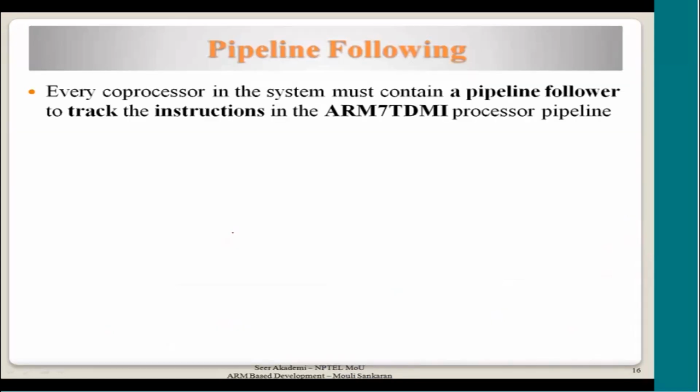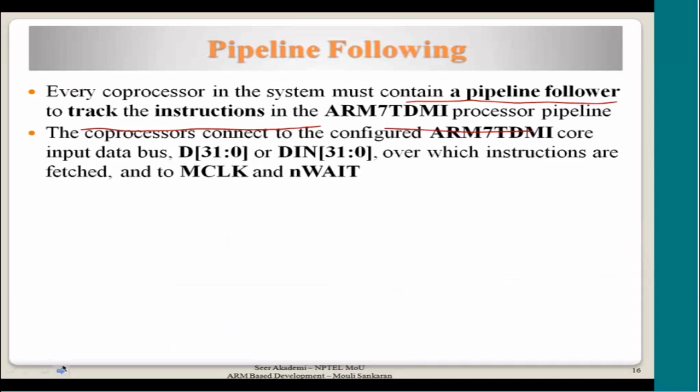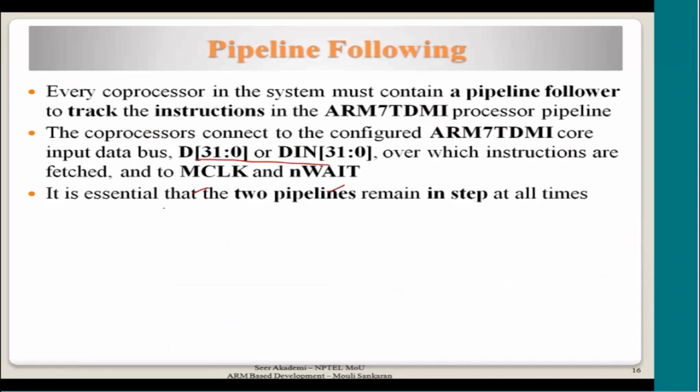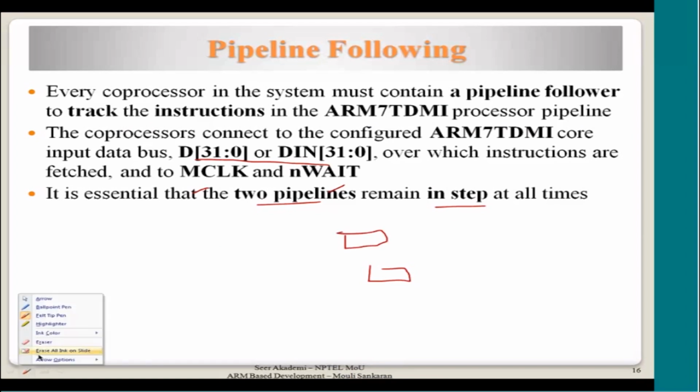So, the pipeline follower, I talked about this. For completeness' sake, I have put it in the slide. Every coprocessor in the system must contain a pipeline follower to track the instructions in the ARM processor pipeline. So the coprocessor connects to the ARM data bus as well as this signal. This you know already. It is essential that the two pipelines remain in step. That means the coprocessor pipeline and the ARM pipeline should be in step.